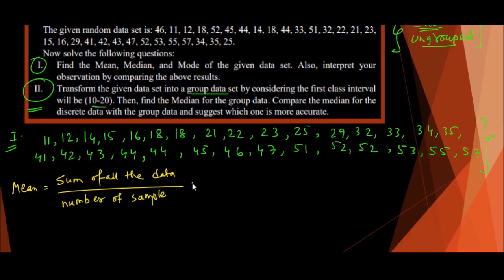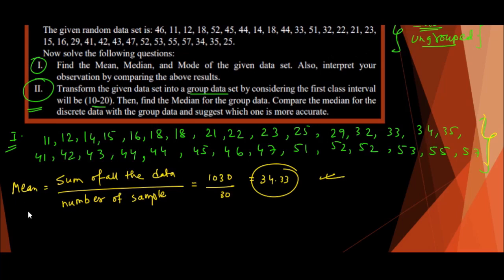Okay, so sum of all the data, that is, if you just add all of these numbers, you will be getting 1030 divided by 30. So if you calculate, 34.33, this is your mean. All right, nothing to do with this grouping arrangement. It is required just because of median.